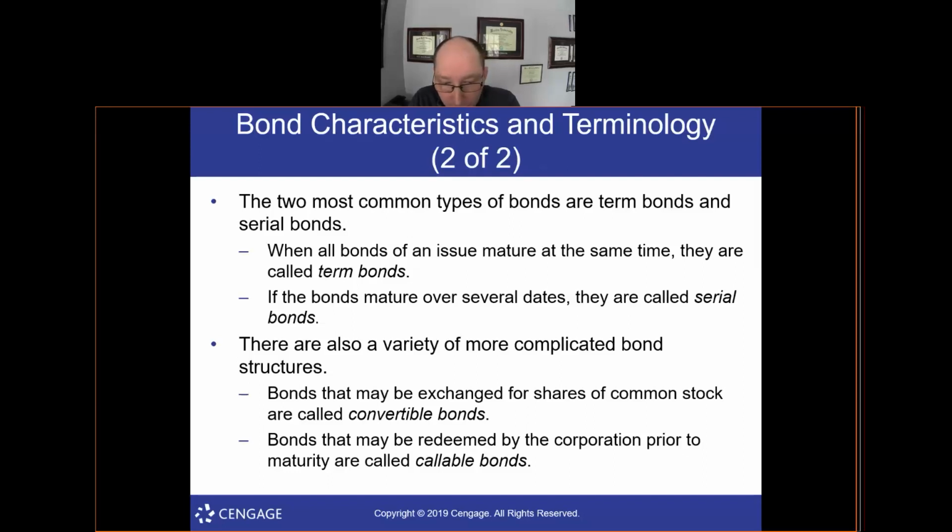And another type of bond are called callable bonds. The word callable means it can be redeemed prior to the maturity date. When you call something, you're taking it into your possession. You're calling it to you. Callable means you can redeem it before maturity.